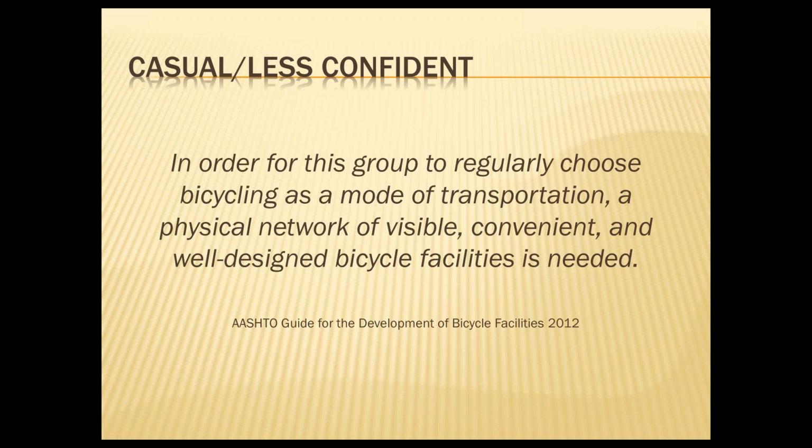This is a quote from the AASHTO Guide for Development of Bicycle Facilities, and I will mention that this guide is undergoing an update. There's a draft version that's being reviewed, and hopefully in the next year or so it will be publicly available. But the most recent version says, in order for the casual, less confident rider to regularly choose bicycling as a mode of transportation, a physical network of visible, convenient, and well-designed bicycle facilities is needed. And I'd like to emphasize that it needs to be a network, because you can have one corridor with a great bike facility, but if it doesn't connect to anything, how are you going to get to or from it? Unless you live on that corridor and you're going to someplace on that corridor, it's not going to be useful.